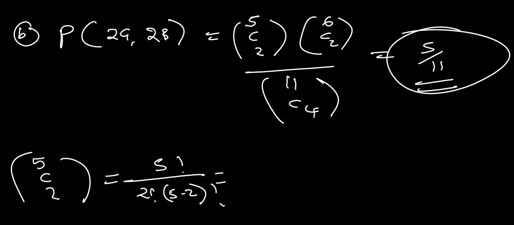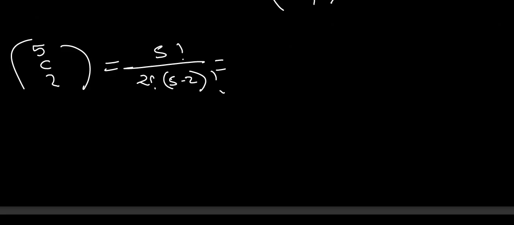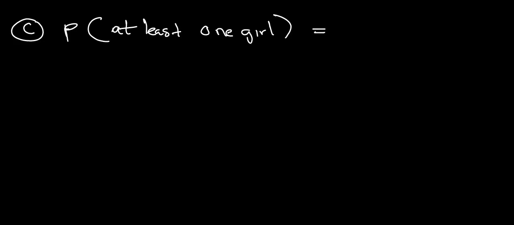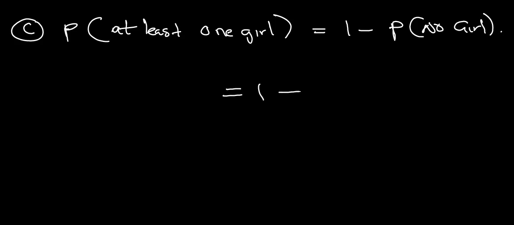So let me just put it here. Okay, so C, the probability of having at least 1 girl. So here we're going to say it's the same as 1 minus the probability of not having a girl. That's the easiest way you can do it as well. So what is the probability of you not having a girl?